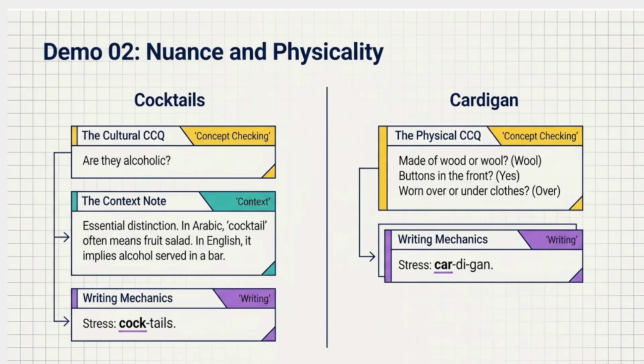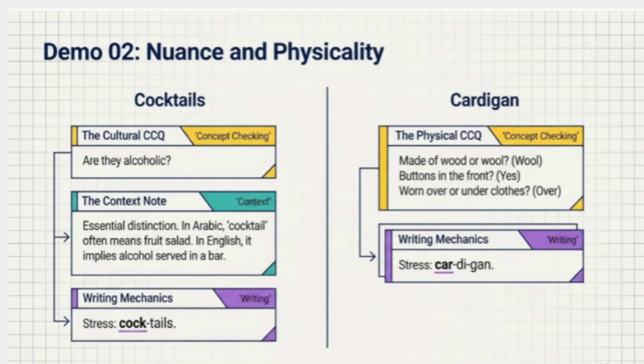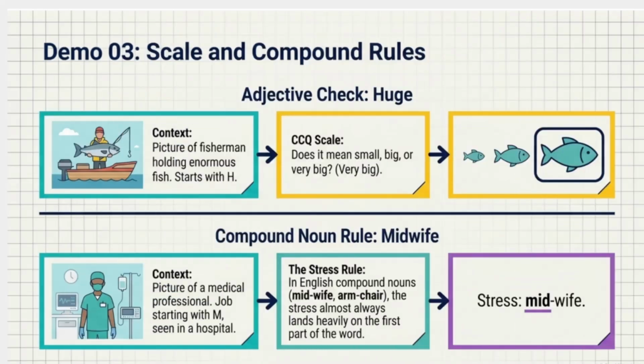The lesson here is important. Do not assume that translation automatically gives students the correct concept. Sometimes we need to clarify cultural meaning or physical characteristics. Demo 3. Scale and compound rules. Now let's look at two more examples, huge and midwife.